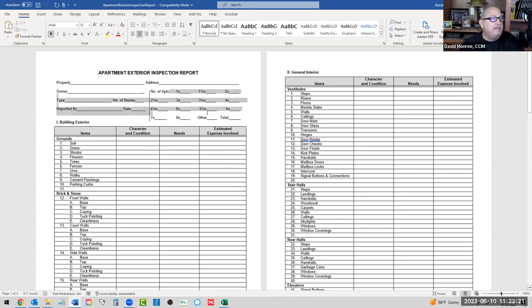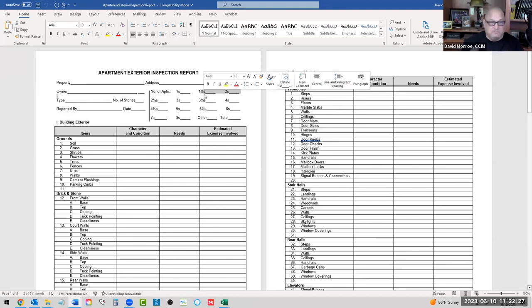I don't know what these mean right here, the 1S, 1.5S, 2S. If it didn't have the halves, I'd say that's 1 story, 2 story, 3 story, 4 story, up to 8, and then other total number of apartments. But I have no idea what this 1S is. Those halves threw me for a loop. So I don't know what that is, and I never asked IREM what it was because I didn't use their report.